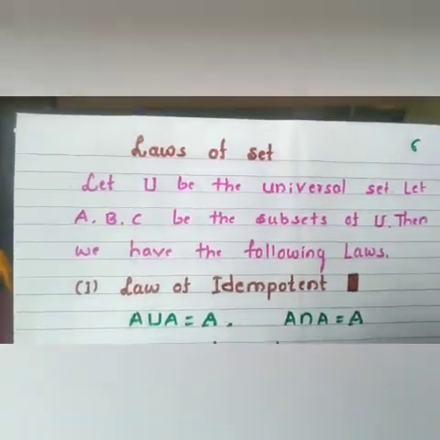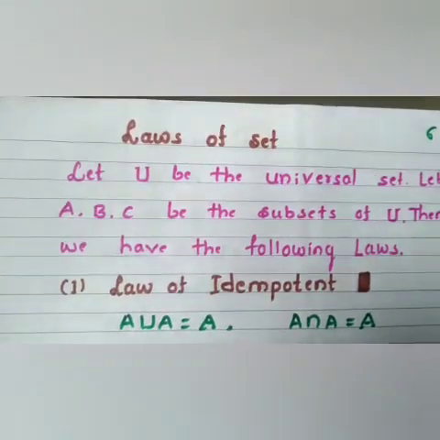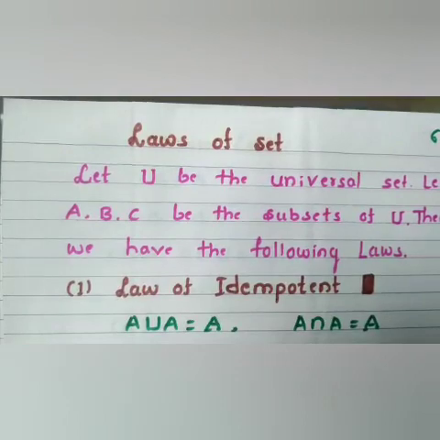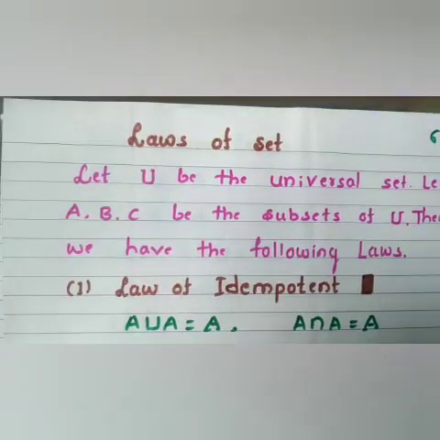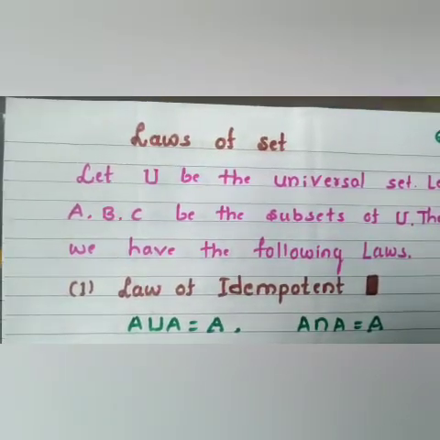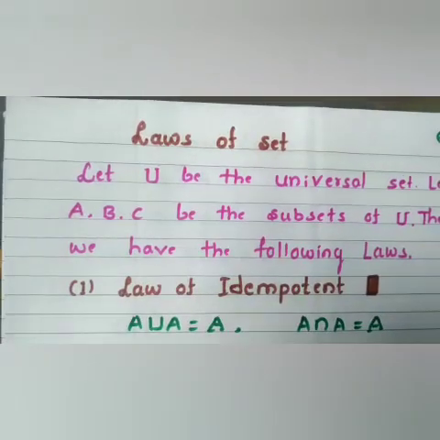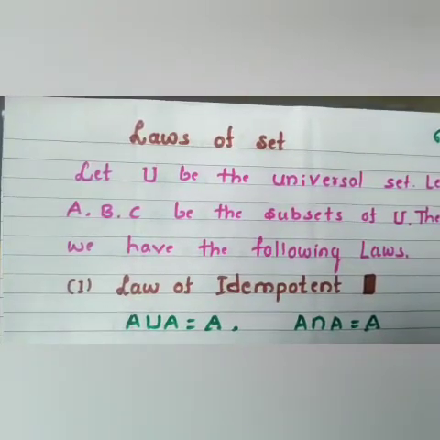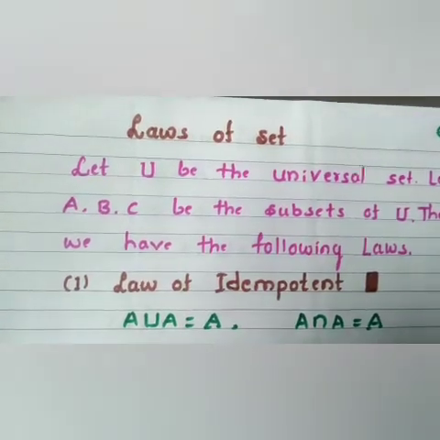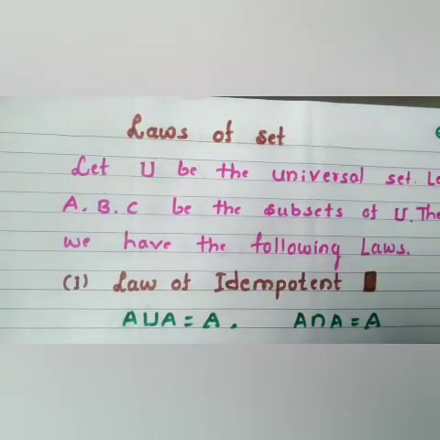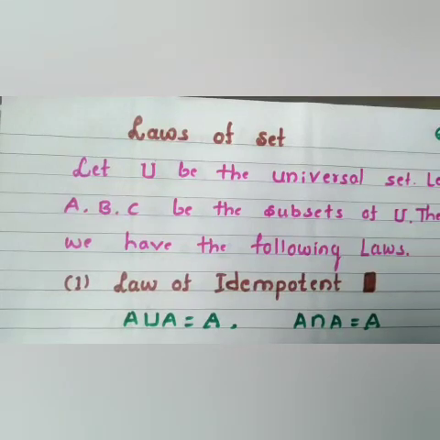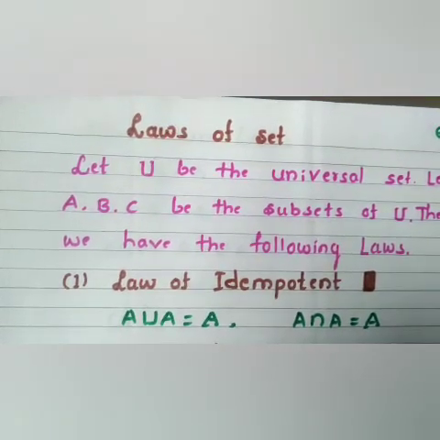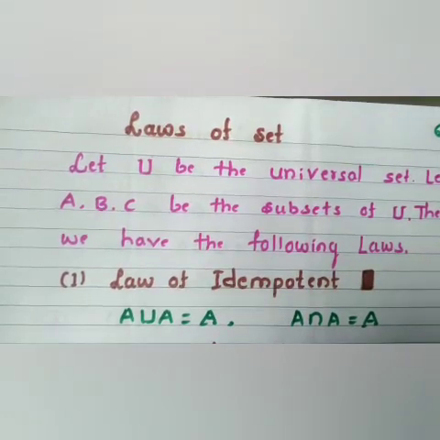First law, the law of idempotent. A union A itself is A, and again A intersection A itself is A. The law states that A union A equals A intersection A equals A. You can read this in another way also: A cup A is equal to A cap A is equal to A. For union you may use the word cup, and for intersection you may use cap.